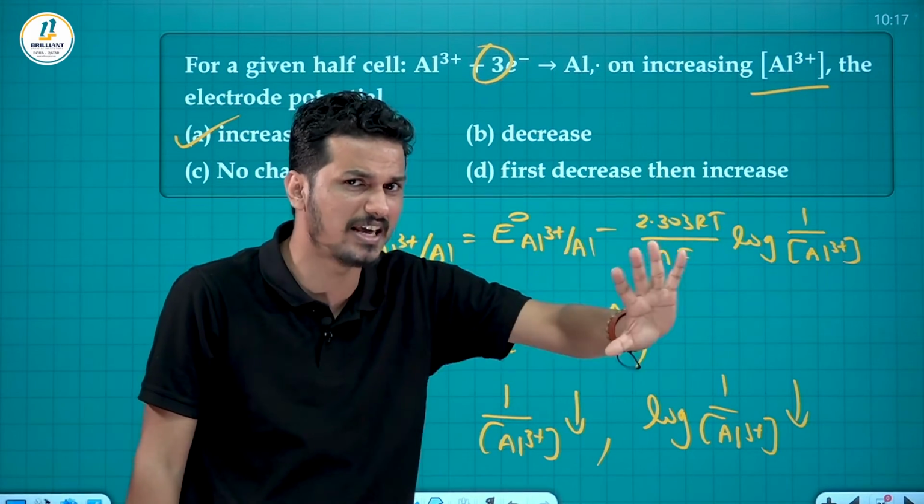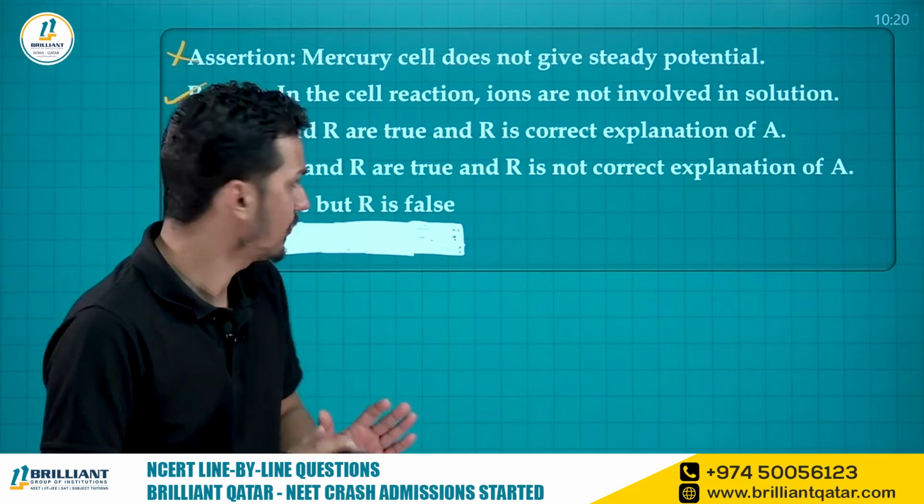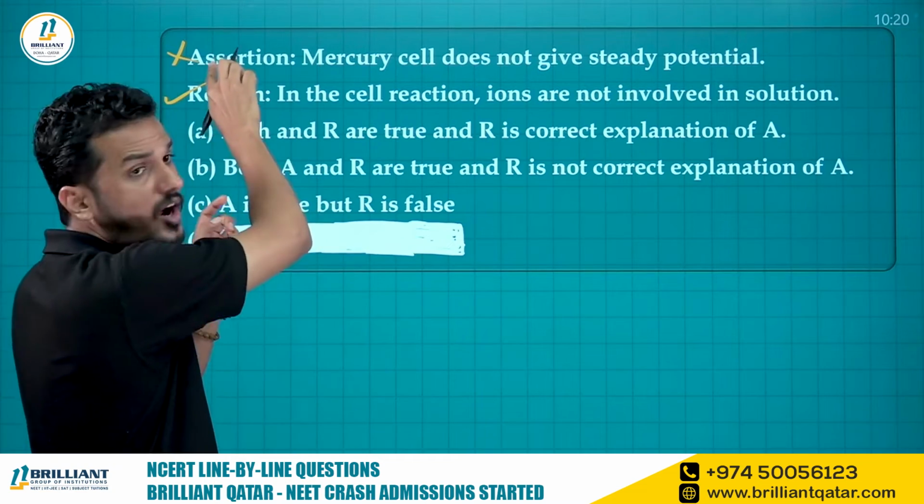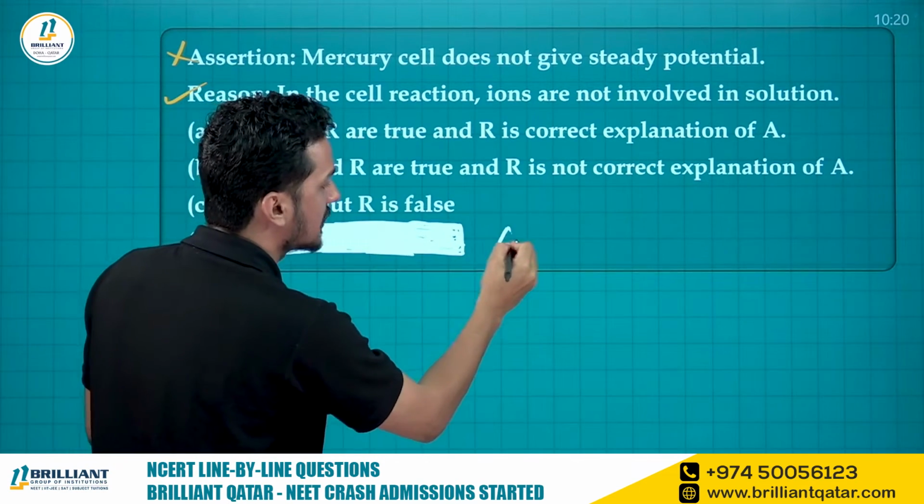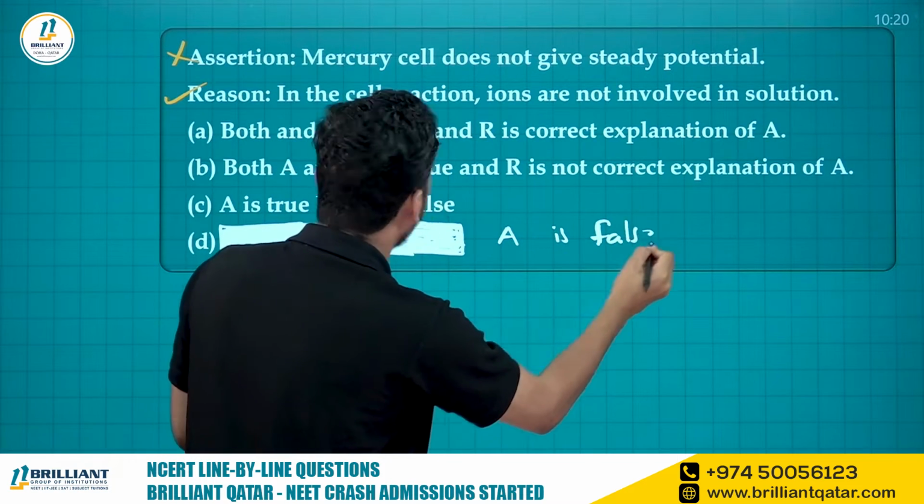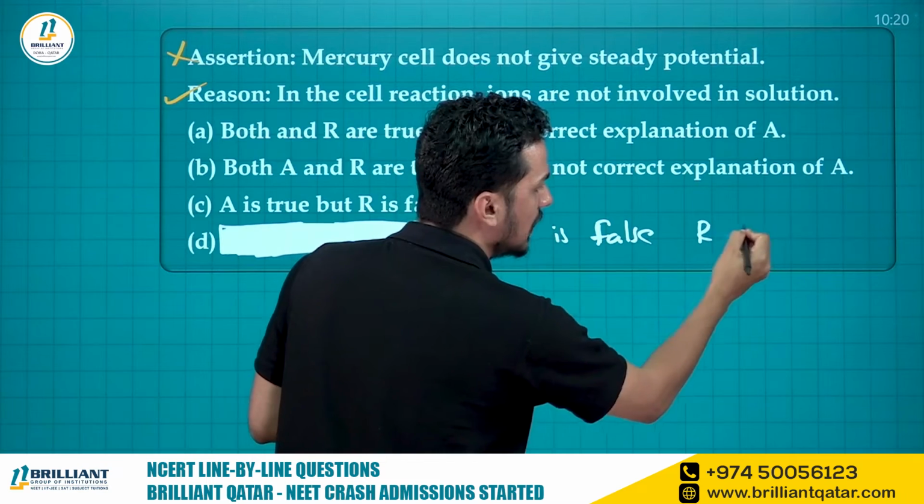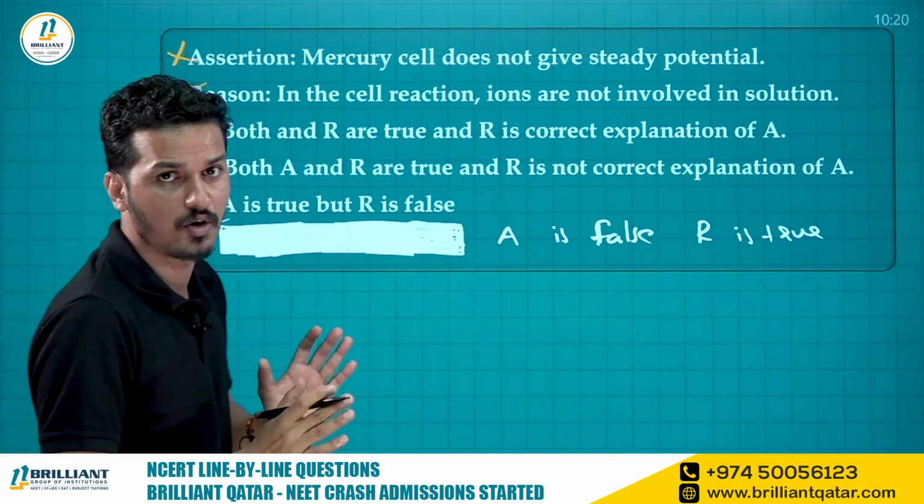Is the idea okay now? Ready? If so, we can go to the next question. Here the option is: A is false and reason is true. So option D. A is false and R is true. So option D is the correct answer. I hope you guys got it.